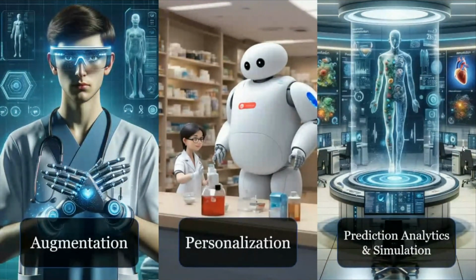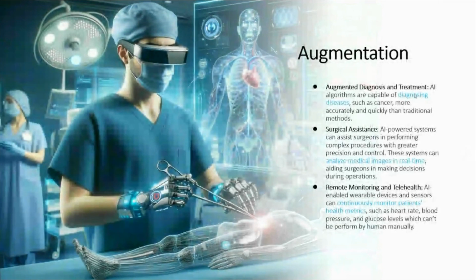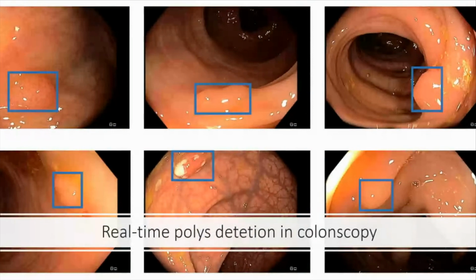Okay. So first thing is augmentation. Augmentation is about AI helping humans, us, to improve our capability, such as diagnosing disease more accurately and more quickly than our way. Then it can help you extend your capability to monitor a few patients together without your consciousness, like remote monitoring and telehealth. Okay, now this is something like the AI helping you to detect polyps in colonoscopy.